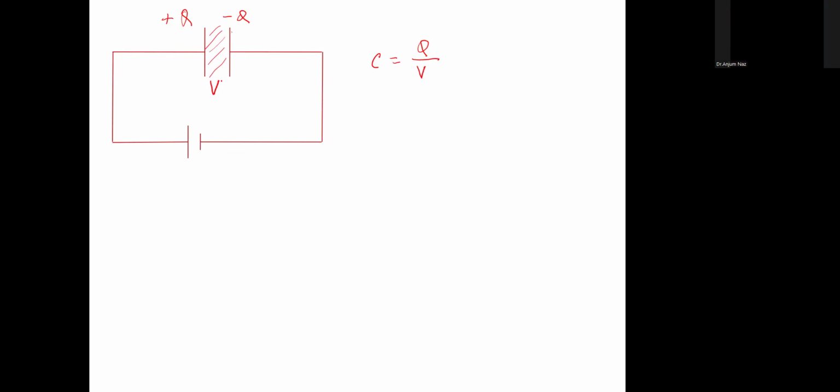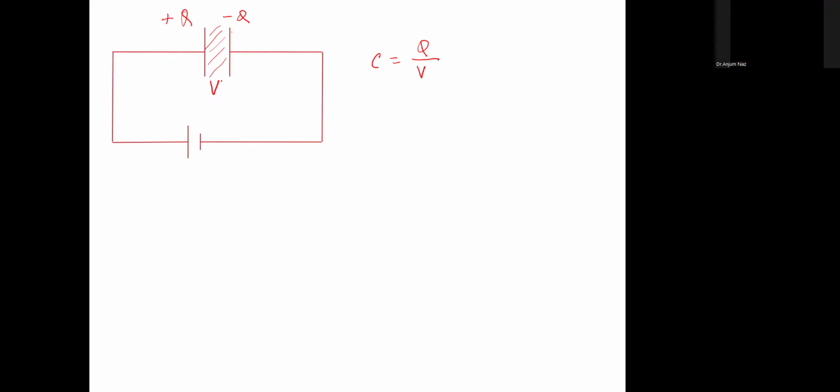Now we are going to find the capacitance of a parallel plate capacitor. If the conductors are plane conductors, the capacitor is said to be a parallel plate capacitor. If it is spherical in shape, it is called a spherical capacitor, and if cylindrical in shape, it is called a cylindrical capacitor.